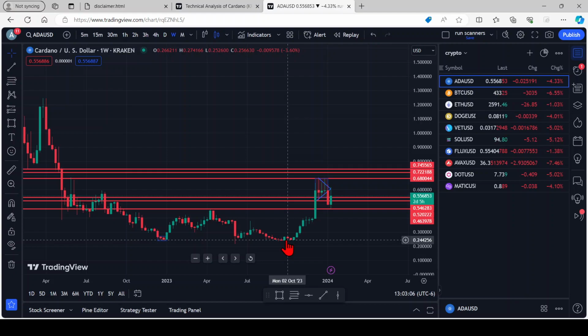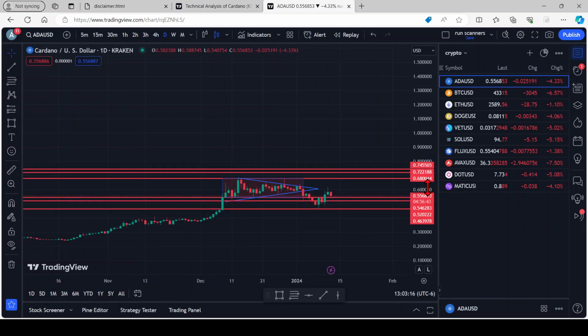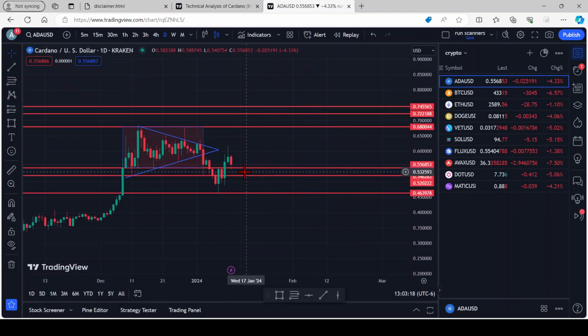So long term, ADA is still looking fine. Long term, crypto is looking great. Long term, I hold ADA. Long term, thumbs up. But I think on the short term, over the next few days to weeks, we might find us falling into this range and battling to this 0.46.